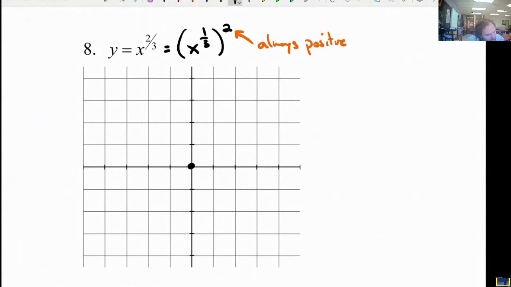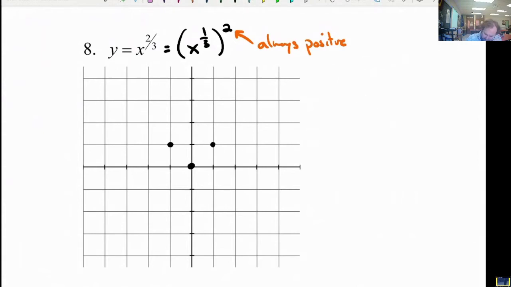0, 0 is going to be on this graph. 1 to the 1/3 power is still 1, and 1 squared is still 1. So 1, 1 is on the graph. Negative 1 to the 1/3 power is negative 1, but negative 1 squared is positive 1. The next whole number answer would be 8, I suppose. 8 to the 1/3 power is 2, and 2 squared equals 4. So 8 gives you the number 4.